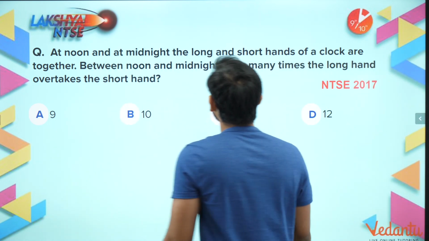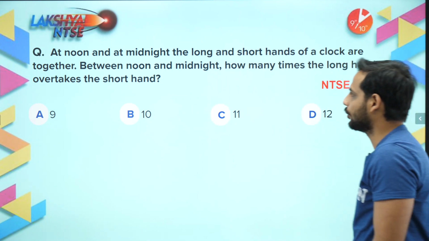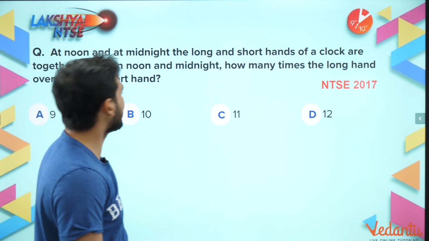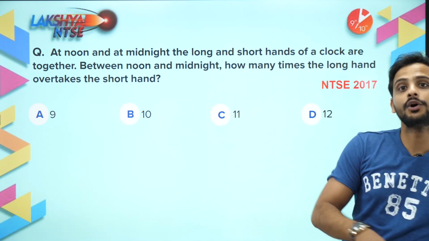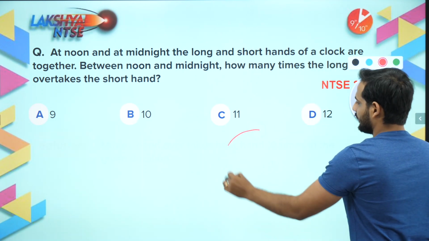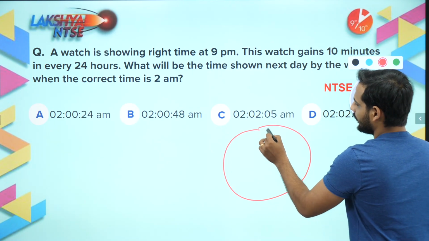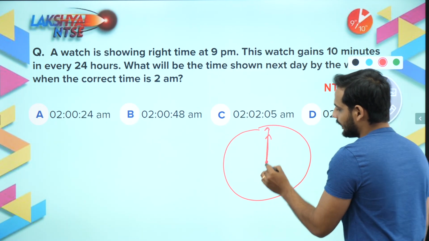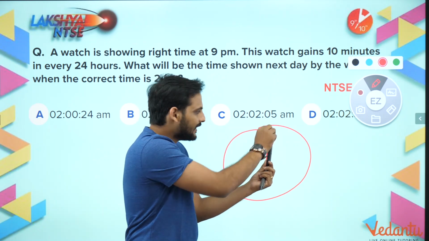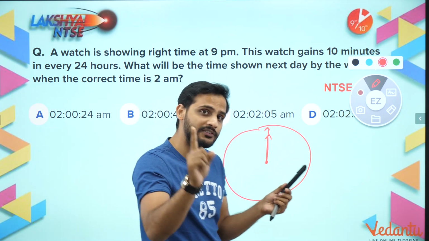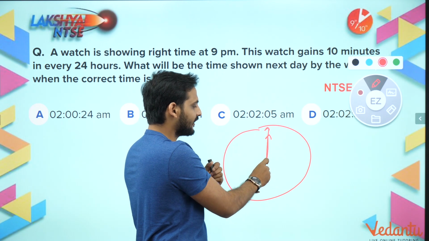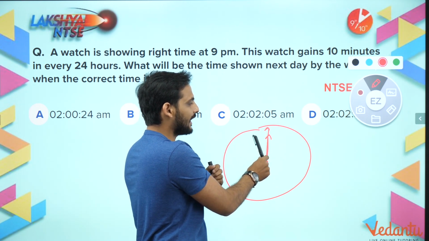At noon and at midnight, the long and short hand of a clock are together. By 12 o'clock noon, 12 o'clock midnight. Between noon and midnight, how many times does the long hand overtake the short hand? Okay, so bachcho, if this is your clock, at 12 o'clock noon, both are coinciding. Now you know that next, the minute hand will start moving fast. The minute hand always moves faster than the hour hand, right? So once the minute hand has started moving, it will not be able to overtake at any time between 12 to 1.